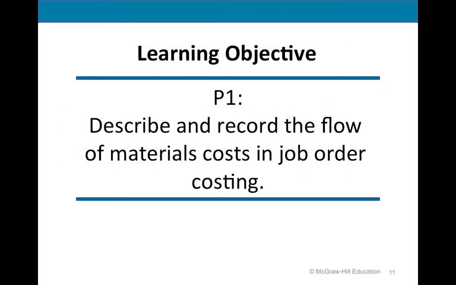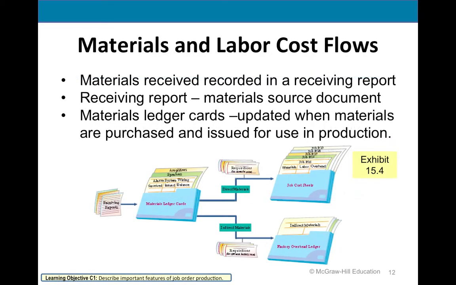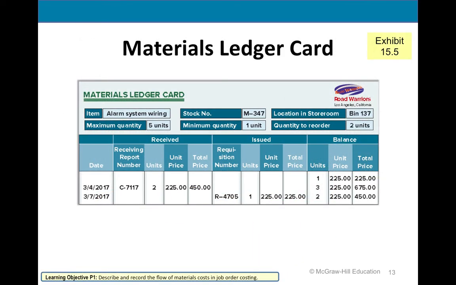Again, material costs and the flow of material costs in job order costing. Look at different things. Where are materials coming from? Where are they received? Where's the report? Even the ledger cards. Again here, the ledger card says, not just what was the cost, but how many units did you get? What's the total price here? How much quantity did we order? Where did it come from? What is it? What's the item?